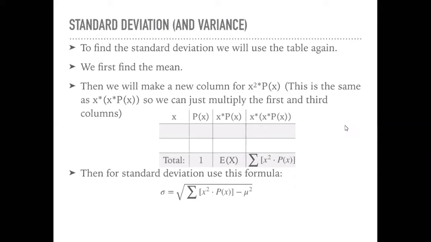But this allows us to do this in a fairly efficient way using the table. Now, if you were asked for variance, we just wouldn't have to take the square root, because variance is standard deviation squared. So sigma squared, variance, is equal to the summation of x squared times p of x minus the mean squared.